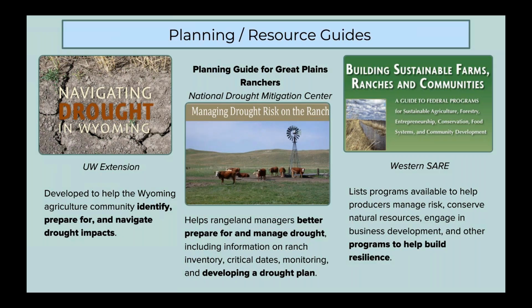Lastly is this Guide to Federal Programs from Western SARE. So this is a list of programs available, federal programs that can help producers manage risk, conserve natural resources, engage in business development, and other programs. So if you're interested in federal grants but weren't sure where to start, or you want an overview of all these different federal programs and how they can help you manage risk and drought on your farm or ranch, this is a great resource to look through.